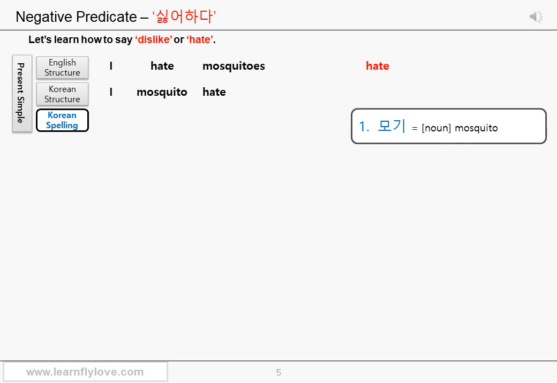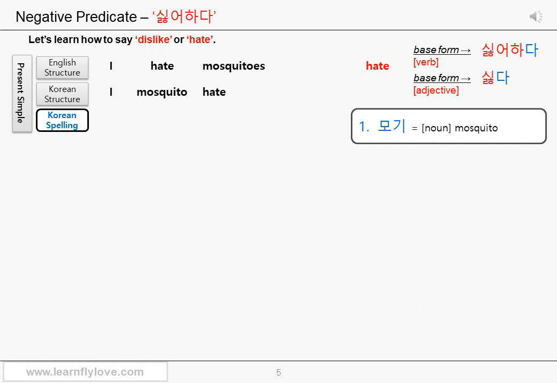Now, let's learn how to express dislike or hate in Korean. It's close to the English verb to hate, actually. There are basically two options, one verb and one adjective predicate. 싫어하다 is the verb, which is the antonym, the opposite of 좋아하다. And 싫다 is the adjective, which is the opposite of 좋다.